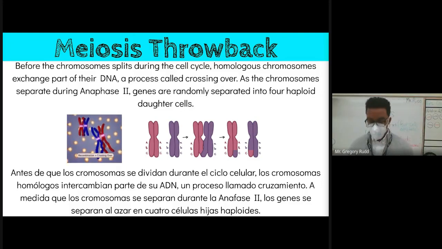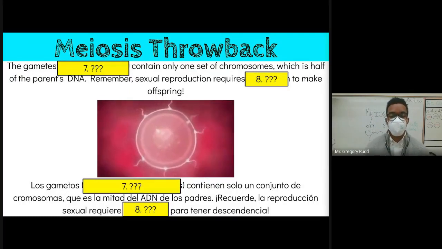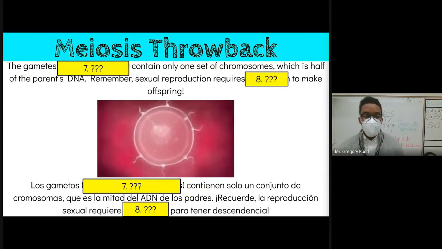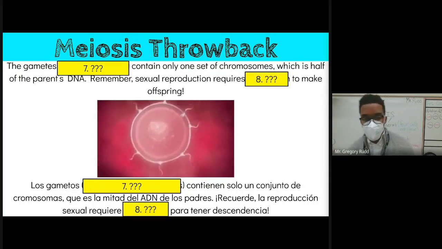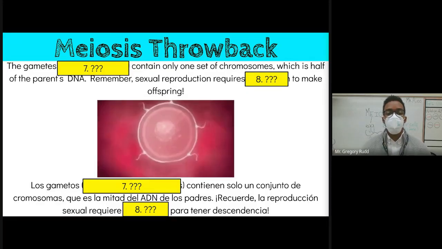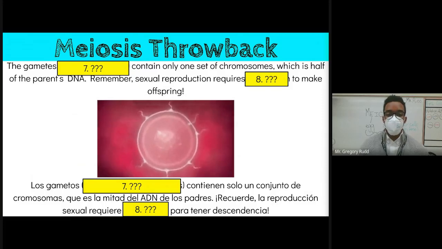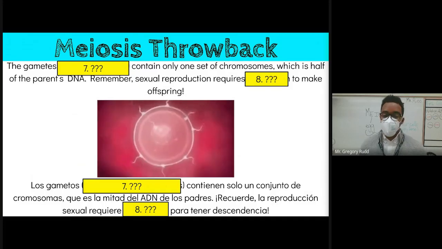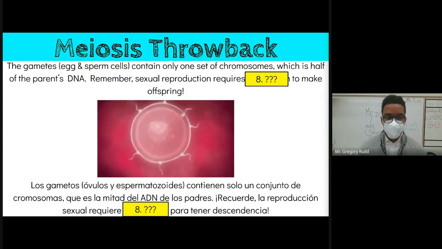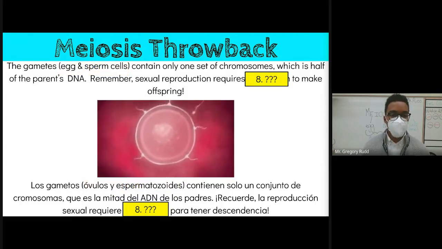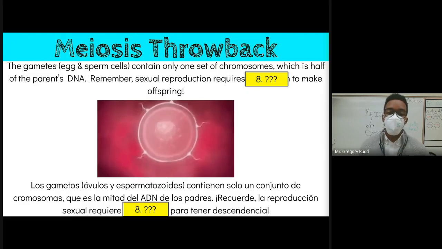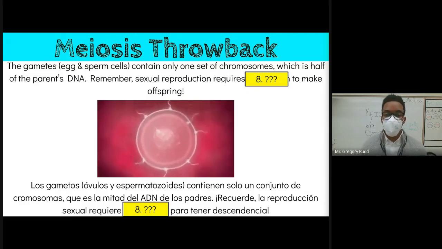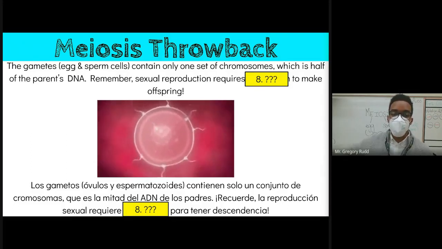Okay. One more sentence. The gametes blank contain only one set of chromosomes, which is half of the parent's DNA. Remember, sexual reproduction requires blank to make offspring. Actually, I'm not sure what's behind this box, so let's just check it out. Oh, egg and sperm cells, we knew that already. Remember, sexual reproduction requires blank to make offspring. What process needs to happen to actually make the offspring? And we're seeing it on the screen.